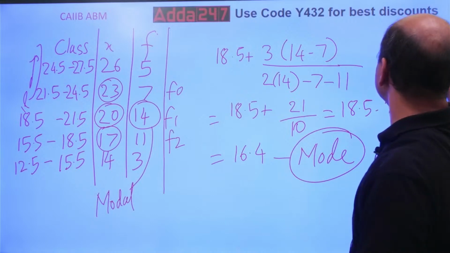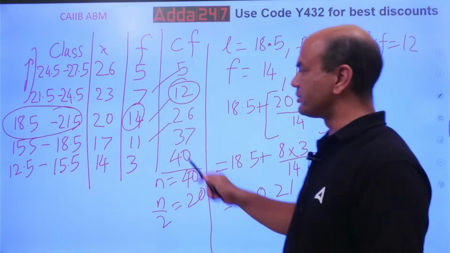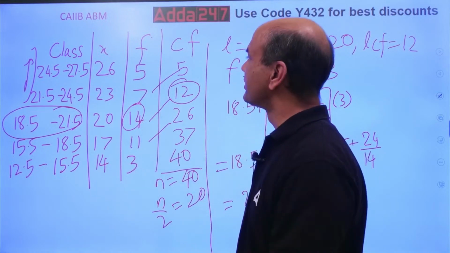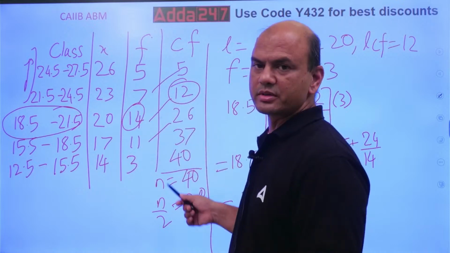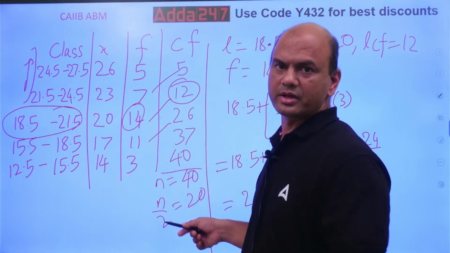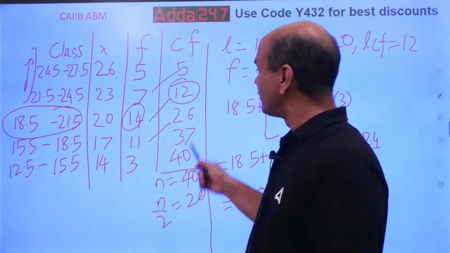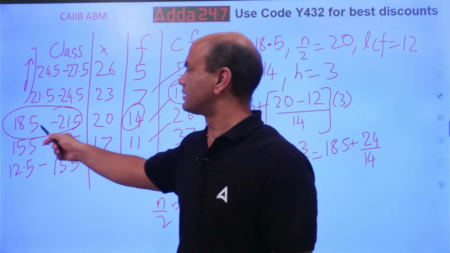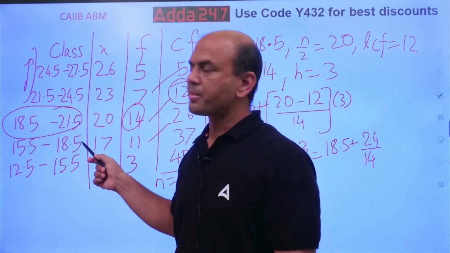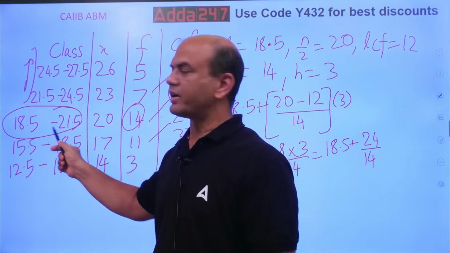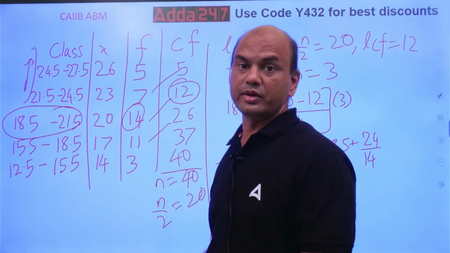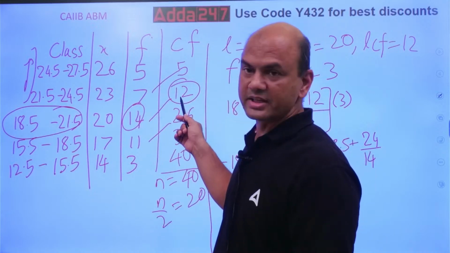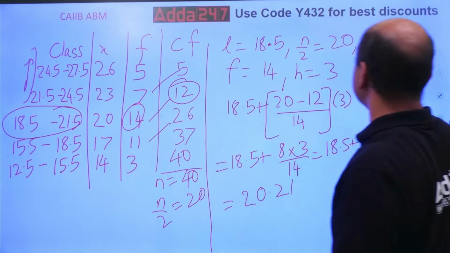Next, median. Same table. See here, this table I have taken 3 times because we require the same table again and again. Do the cumulative frequency. Cumulative will be 40, that is n is 40. So n upon 2 will be 20. Where does this 20 lie? 20 will lie in between 12 and 26. So in this class, 20 will lie. So your median class becomes 18.5 to 21.5. So your L becomes 18.5. Your cumulative frequency LCF becomes 12. See this, LCF is 12.